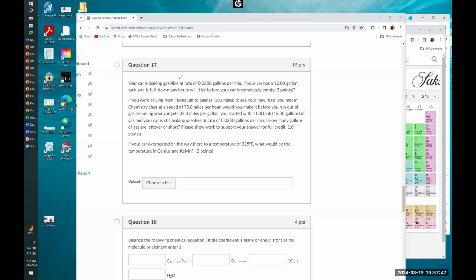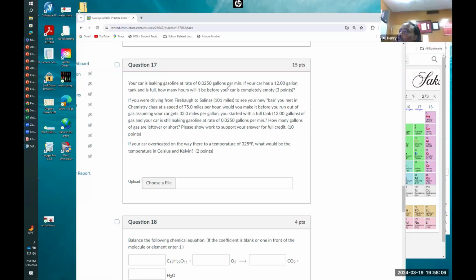What I did was I did the 32.0 miles per gallon, and then that was on the bottom, and then on the top I had did the 75.0, which was the miles per hour. Okay, slow down because we're working on the first part, right? You're already on the second part. So I need you to come back to the first part.